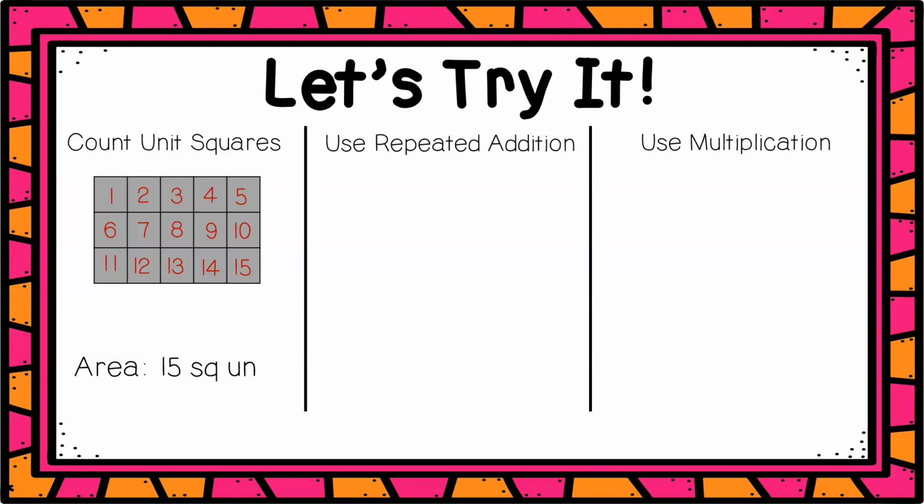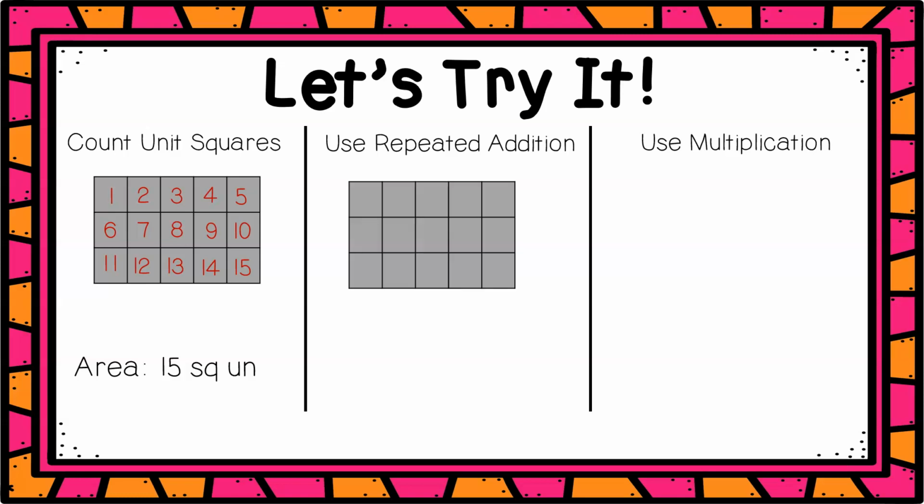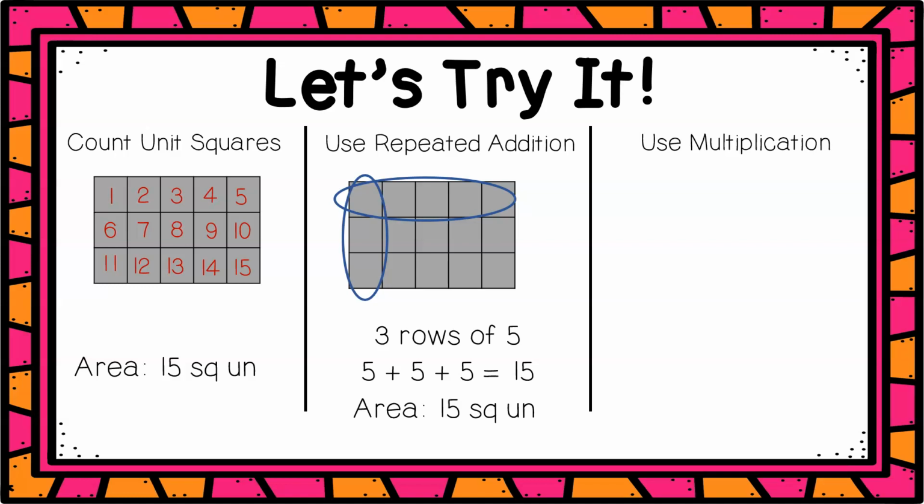Now we move on to repeated addition. We see 3 rows down and 5 in each row. That means we can add 5 together 3 times. So 5 plus 5 plus 5 equals 15. Again, the area is 15 square units.